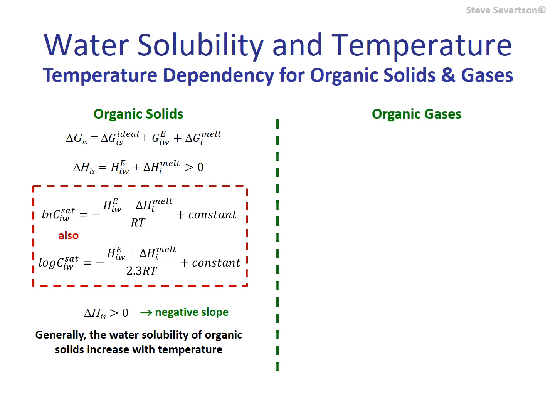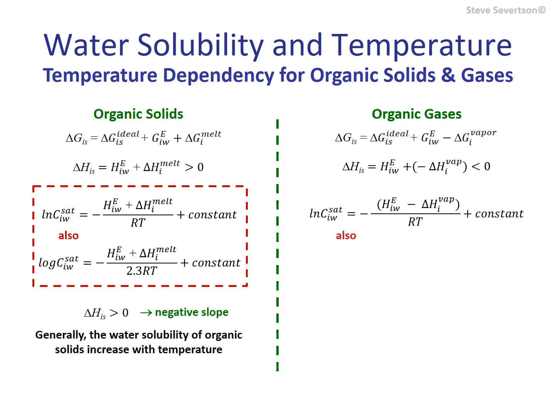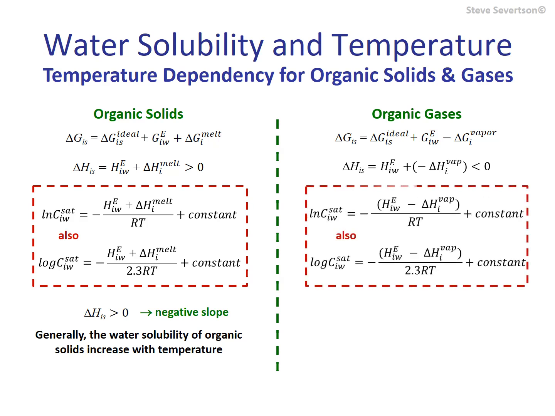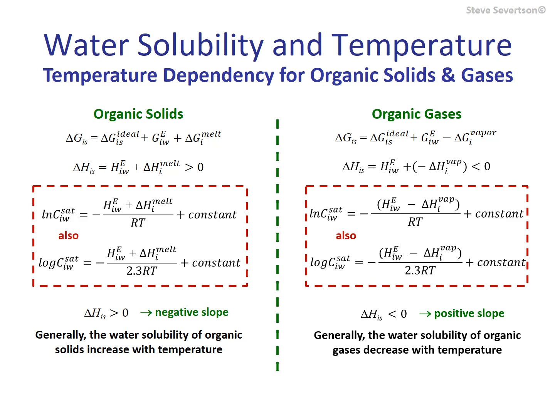When considering neutral organic species that are gases in the temperature range of interest, the enthalpy change must take account for its condensation to form a liquid. The heat of condensation, which is the negative of the heat of vaporization, is exothermic and typically large relative to the excess enthalpy of dissolution. So plots of the logarithm of water solubility versus inverse temperature tend to possess positive slopes, and the water solubility of organic gases decreases with increasing temperature, again a result that is likely familiar to you.